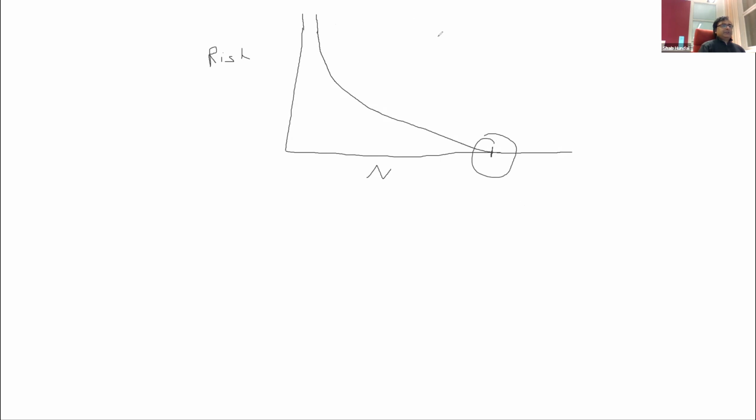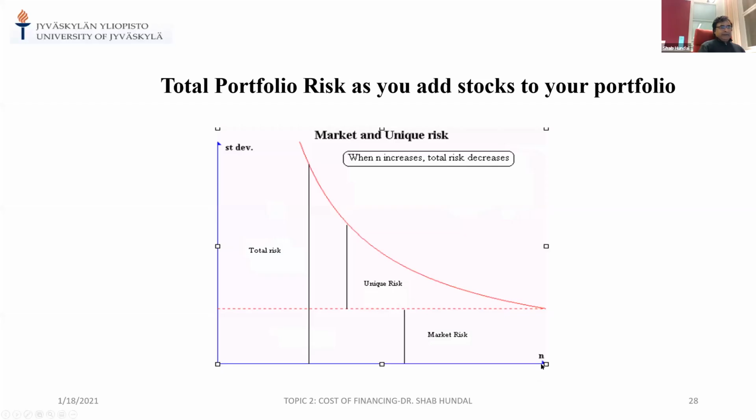Because when we see this slide, even when N is infinity, look here, the picture over. N is infinity. Even then, the risk is positive. It is because the market risk is here to stay.